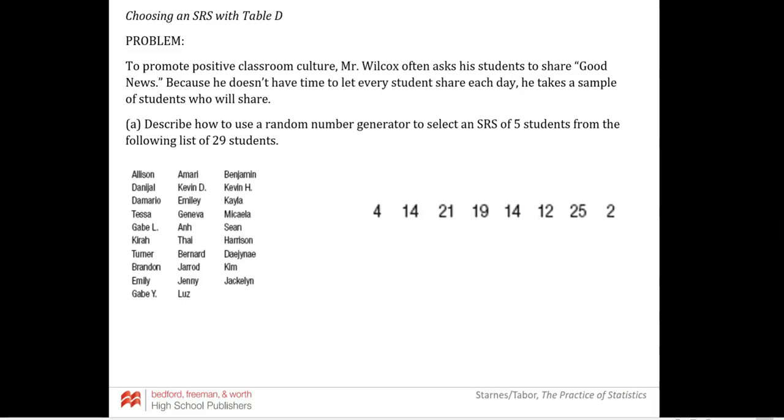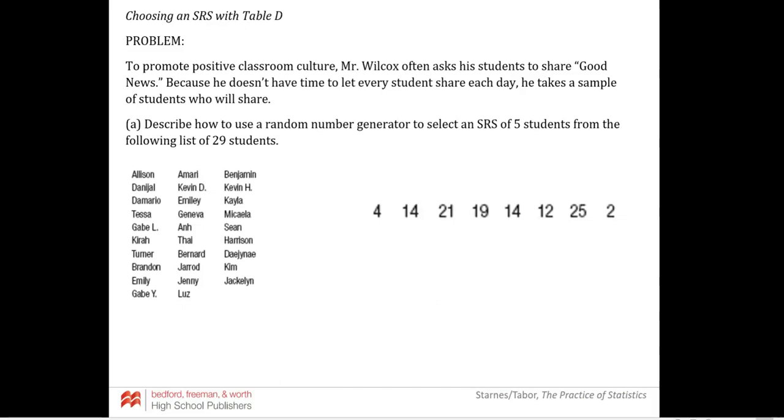Last question, you got a list of students there, and you got a random list of numbers there that were generated from a table or a computer or a calculator. And so describe your method here to select 5 students. So you might say, I would number all of the students, 1, 2, 3, 4, starting with Allison and moving down. I would read the numbers left to right in groups of 2 consecutive numbers. In this case, they're already split up for us, so we don't have to say that, I guess.